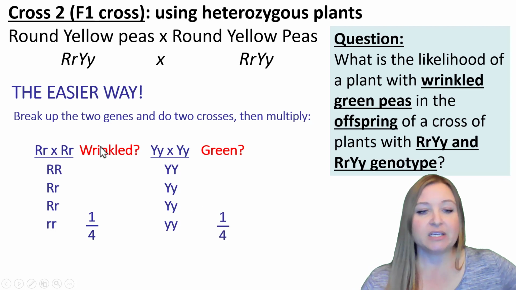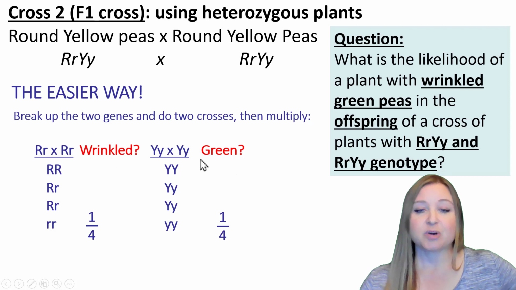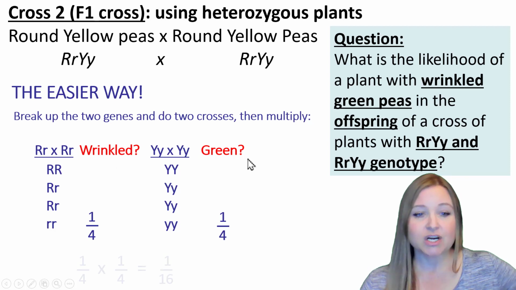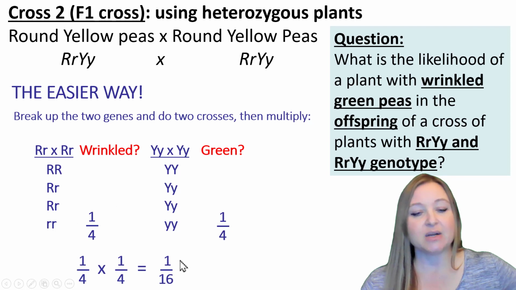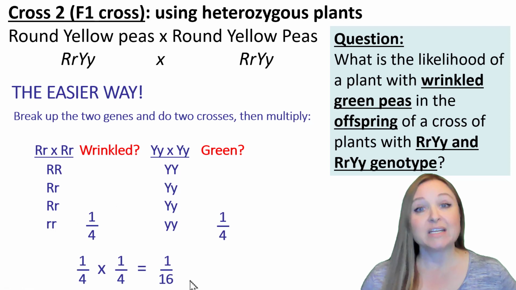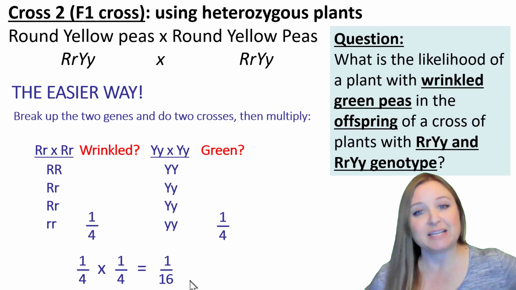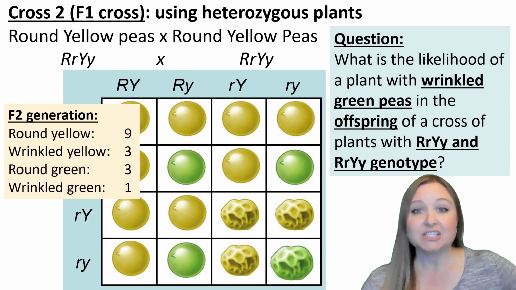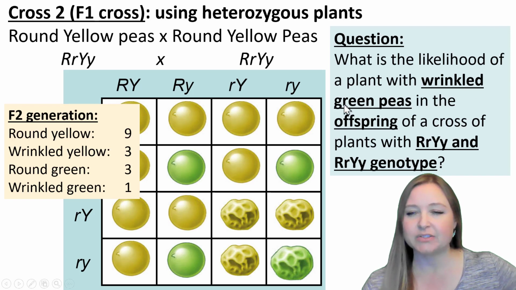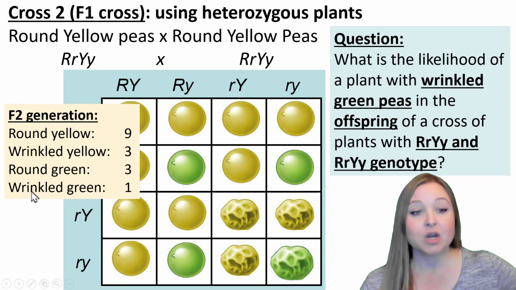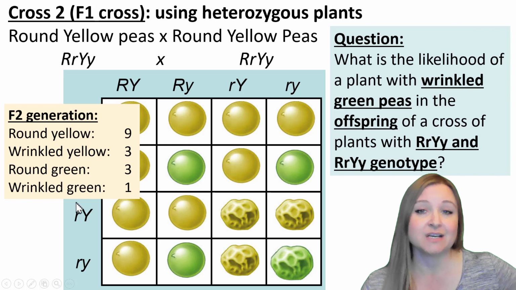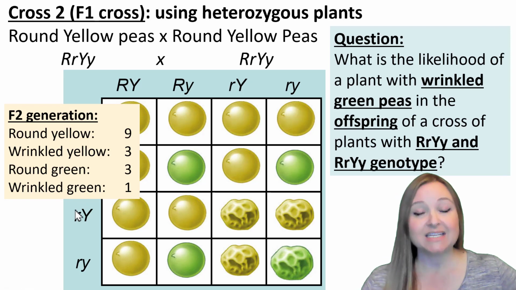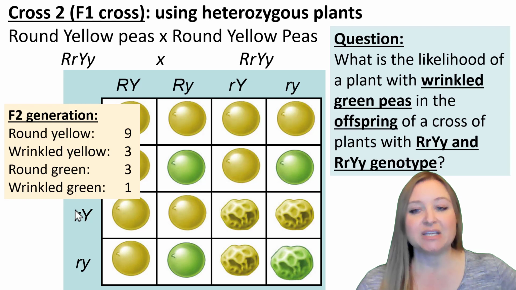So if the probability of wrinkled peas is 1 out of 4, and the probability of green peas is 1 out of 4, you multiply these together and you get 1 out of 16. So 1 out of 16 is the probability of getting a pea plant that has wrinkled green peas. And let's check the Punnett square again. We're looking for wrinkled green peas. Well, of all the options here, here's that 1 out of 16. In the 9 to 3 to 3 to 1 ratio, wrinkled green is the 1 because wrinkled and green are both recessive alleles. So 1 out of 16 is the probability in the offspring that a plant will have wrinkled green peas.